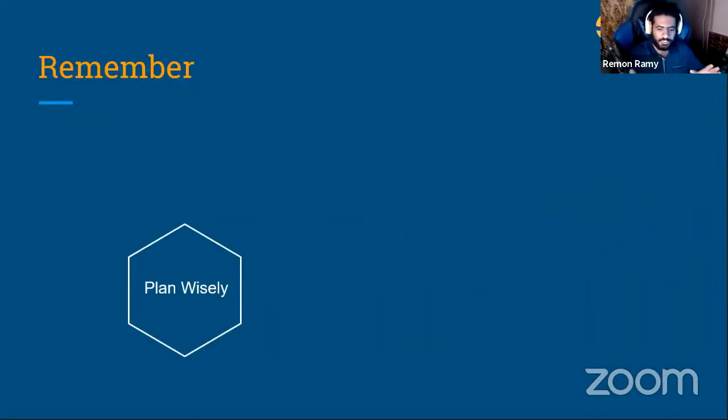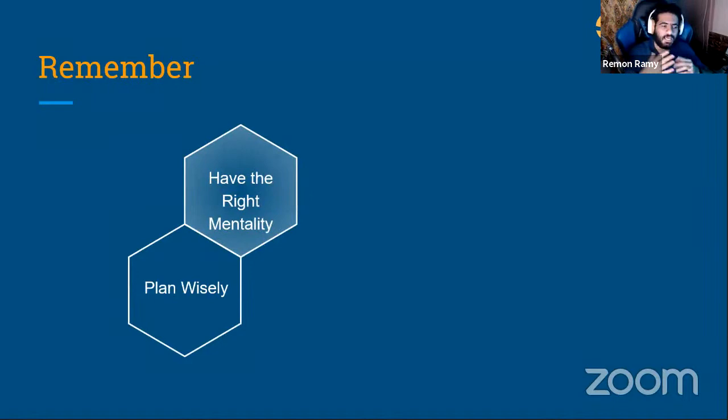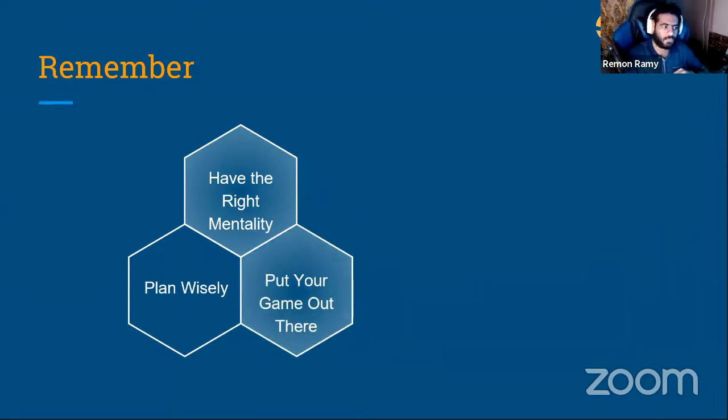Now, we're already done, but I want to have a few points, a few reminders. It's important that you plan wisely for what you're trying to do, understand the markets, understand your strengths and weaknesses, and so on. Have the right mentality, have the drive, the passion that will have you continue to work, because you could be passionate about something but not passionate enough, and you easily get bored. You want to really focus on continuing to motivate yourself to finish your game. Okay, you've got to put your game out there.